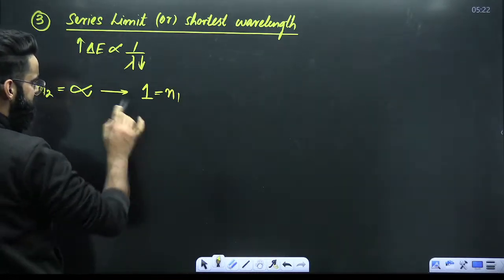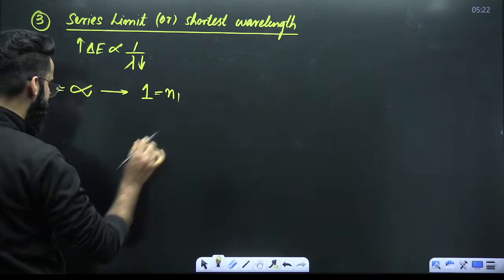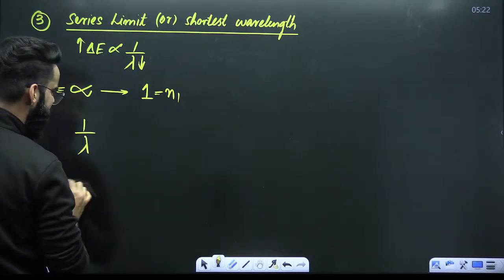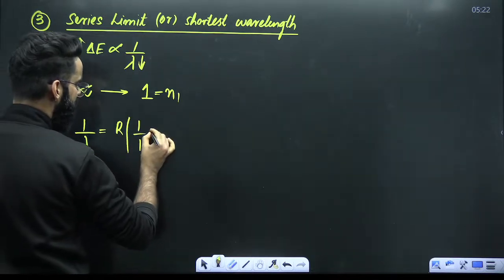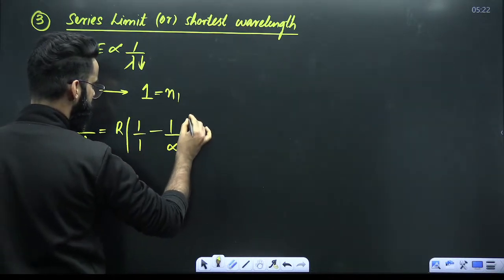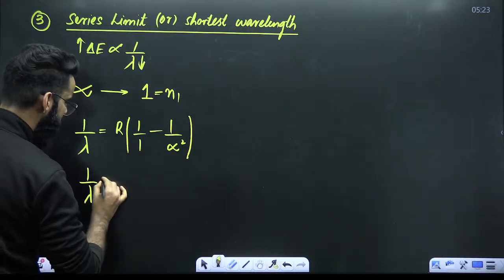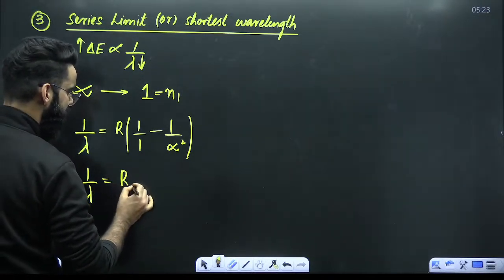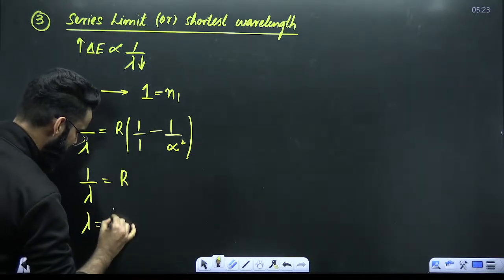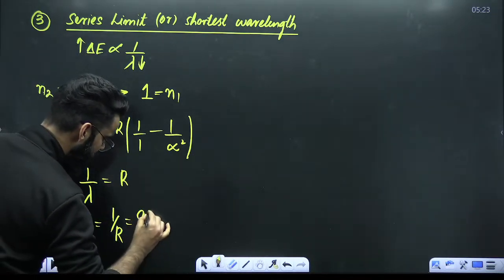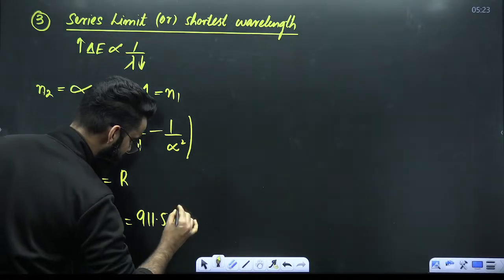And you know when the electron makes a transition from higher to lower, it's going to emit radiation, which has some wavelength. So 1 divided by lambda is equal to R, Z is 1 for hydrogen, 1 upon n1 square minus 1 upon n2 square, right? 1 by infinity is 0 basically. So take the reciprocal, lambda will be 1 divided by R. 1 by R, you already know that's 911.5 angstroms.